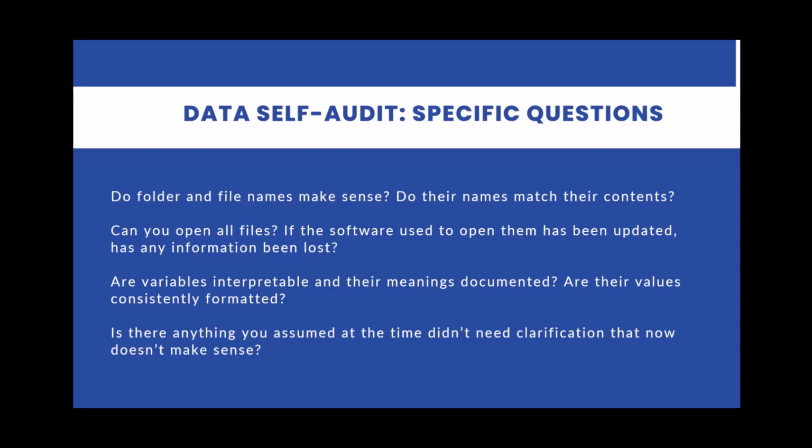And then lastly, just an overview question. Is there anything that you assumed at the time wouldn't need clarification in your project or in your research process, but now really doesn't make sense to you? And if there is, then that's something to consider for the long term to change with your current project or your next project, of how you can avoid that happening in the future.